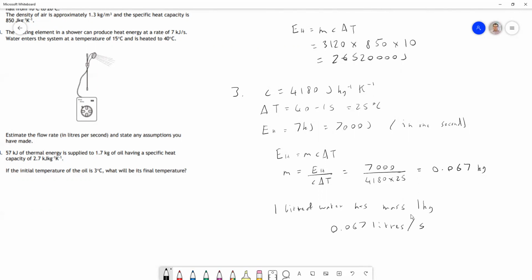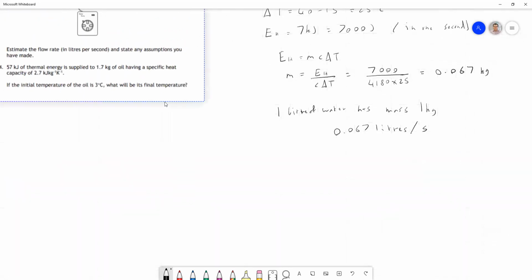So that's how we work that out. We take the energy used in 1 second, we use that to find the mass, and we know what we know about water, that 1 kilogram is 1 litre, to say this is 0.067 litres per second. Again, there would have to be a few more pieces of information given to you for that to be anything like an assessment question, but it's in the range of what we've talked about in the course.